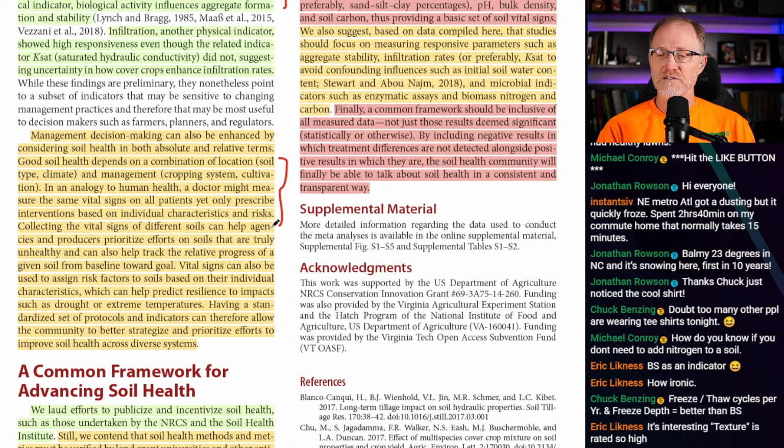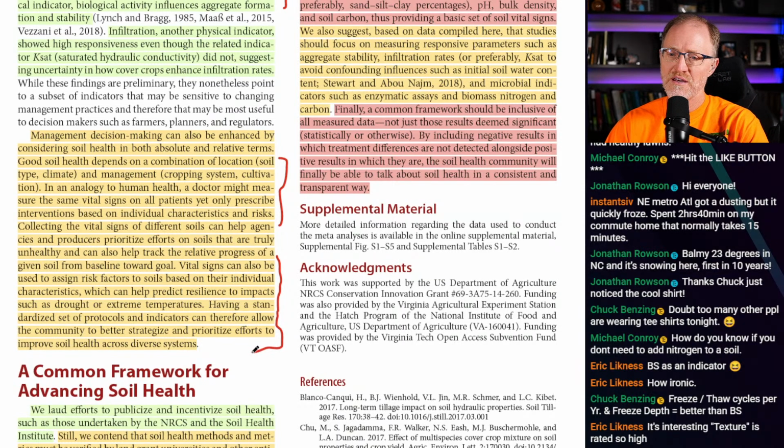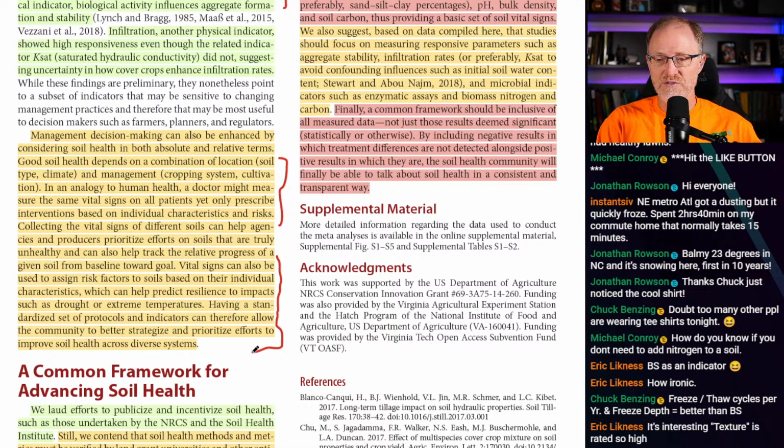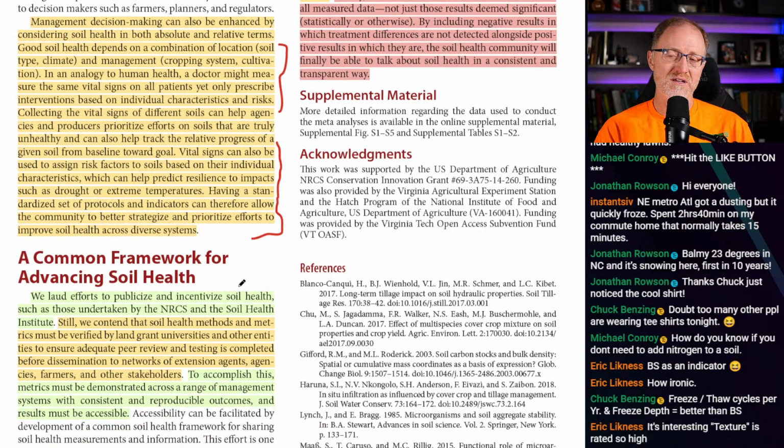Collecting the vital signs of different soils can help agencies and producers prioritize efforts on soils that are truly unhealthy, and can also help track the relative progression of a given soil from baseline toward goal. Vital signs can also be used to assess risk factors to soils based on their individual characteristics, which can help predict resilience to impacts such as drought or extreme temperatures. Having a standardized set of protocols and indicators can therefore allow the community to better strategize and prioritize efforts to improve soil health across diverse systems.